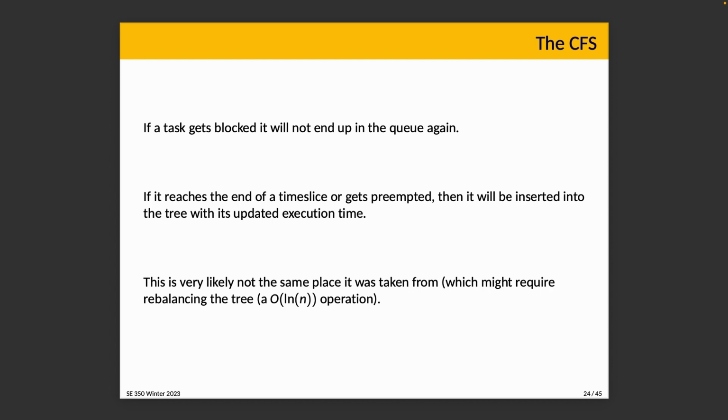And that's very likely not in the same place it was taken from, which necessarily could require rebalancing the tree. And that's also a log n order operation. So that's why we would describe the Completely Fair Scheduler as having log n characteristics, because although it might be possible to get the next item more efficiently than this, the worst case scenario is we're going to have to rebalance the tree. And if that is the case, the runtime behavior on that is log n.